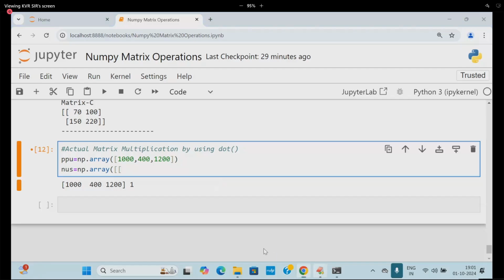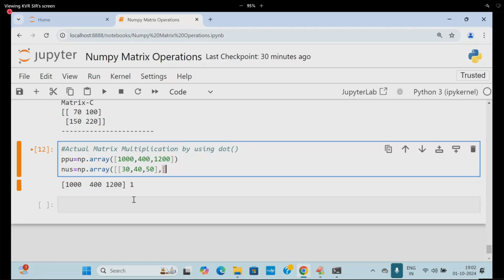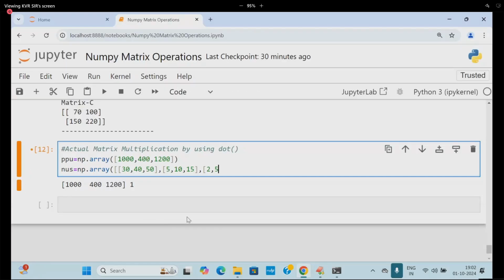What are my values? 30, comma, 40, comma, 50. And the next elements are 5, 10, 15. Next, 2, comma, 5, comma, 7. Are you following me? Yes.